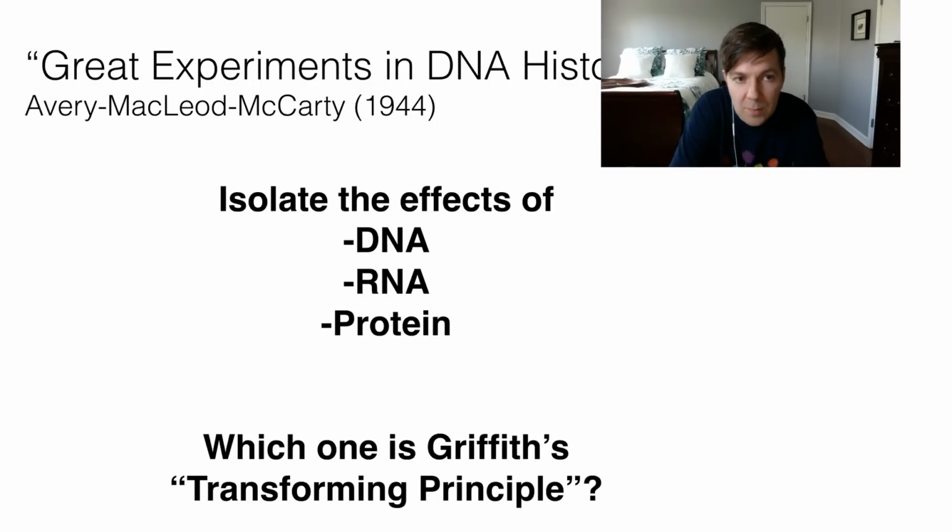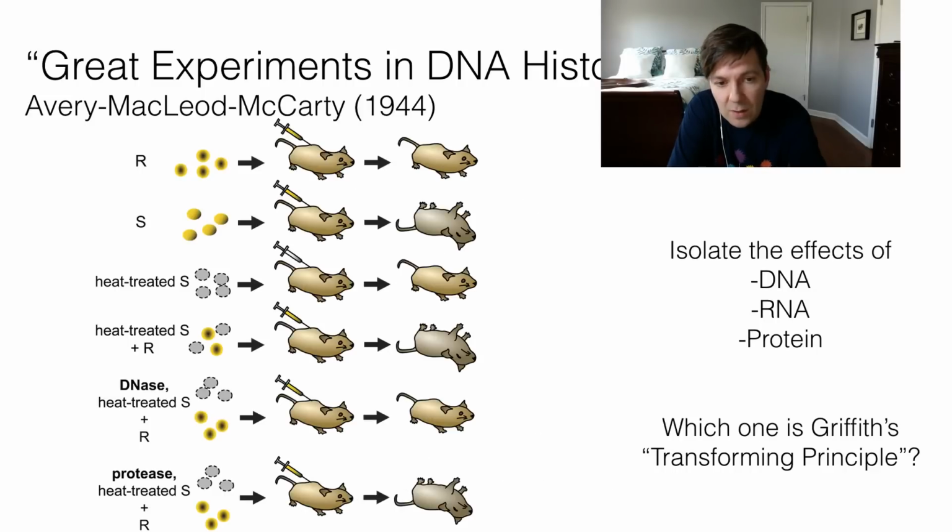So where Avery, McLeod, McCarthy came in is: what was the molecule that was that transforming principle? What actually does the change? So they did a follow-on experiment where they wanted to try and isolate, was it DNA, was it RNA, or was it protein? And what you need to know about this is they repeated Griffith's experiment, but they treated each of those cell mixtures with enzymes that would degrade DNA, degrade RNA, or degrade protein. So you could try and figure out exactly which one of these is the one that's doing the transforming, changing the bacteria and killing the mouse.